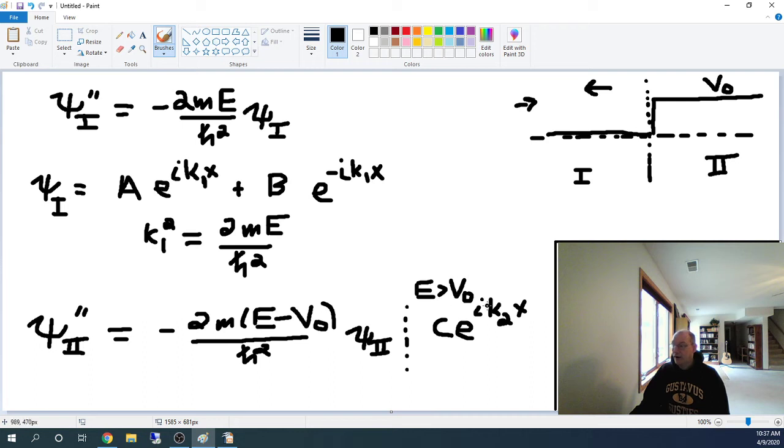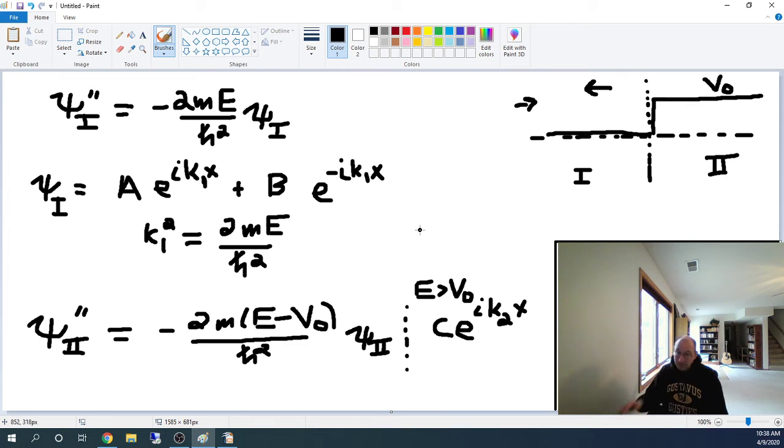The solution for E greater than V0 says that we have a shift in the constants here, a shift in the wave number from k1, the square root of 2mE over h bar squared, to k2, the square root of 2m(E minus V0) over h bar squared, as I cross the boundary. So what it means is the wave number, the wavelength of the plane wave solution, shifts when I go into region 2 from region 1.